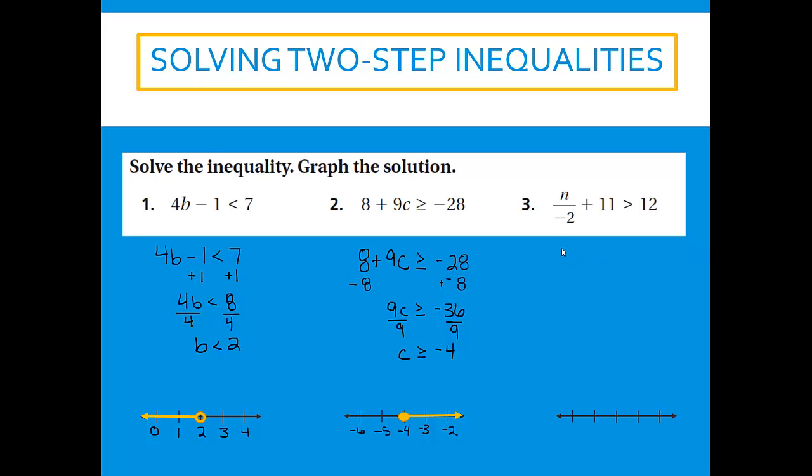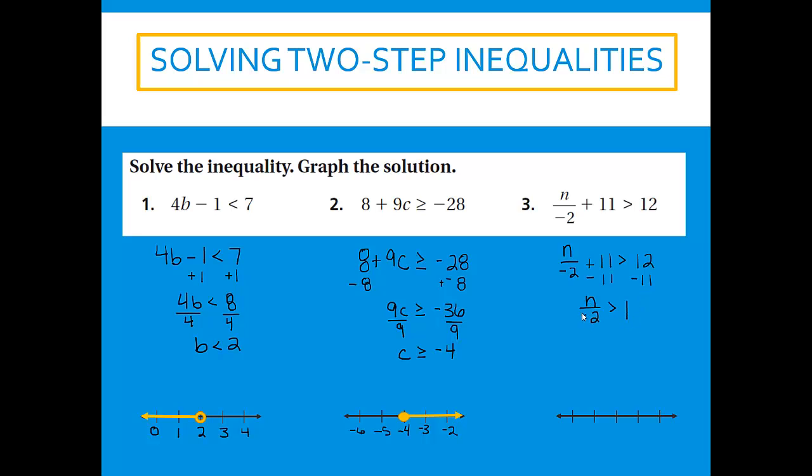Now for number 3, we have n divided by negative 2 plus 11 is greater than 12. So first we're going to subtract 11 on both sides. On the left-hand side, we now have n divided by negative 2, and then we have is greater than 12 minus 11, which is 1.